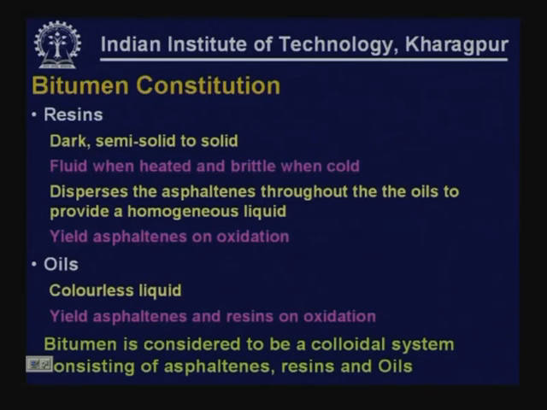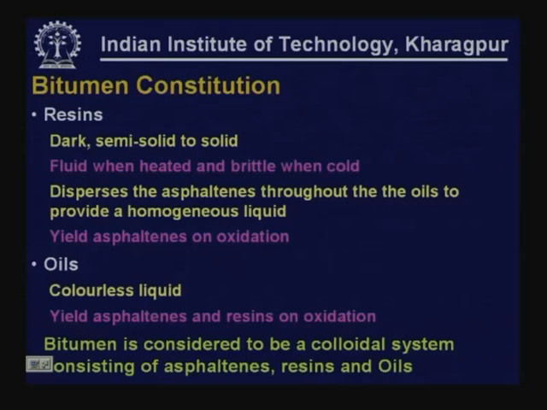When the resins are oxidized by various processes, they get transformed into asphaltenes. So, you can find that compared to normal bitumens, bitumens that are oxidized or aged or blown have a higher percentage of asphaltenes compared to the original bitumen. The other component is oil, which is a colorless liquid and which actually is the medium in which the asphaltenes and resins are in a colloidal state.